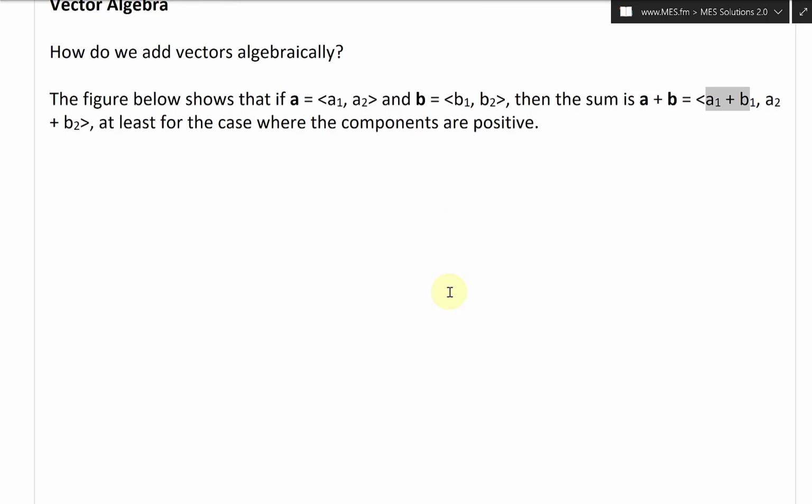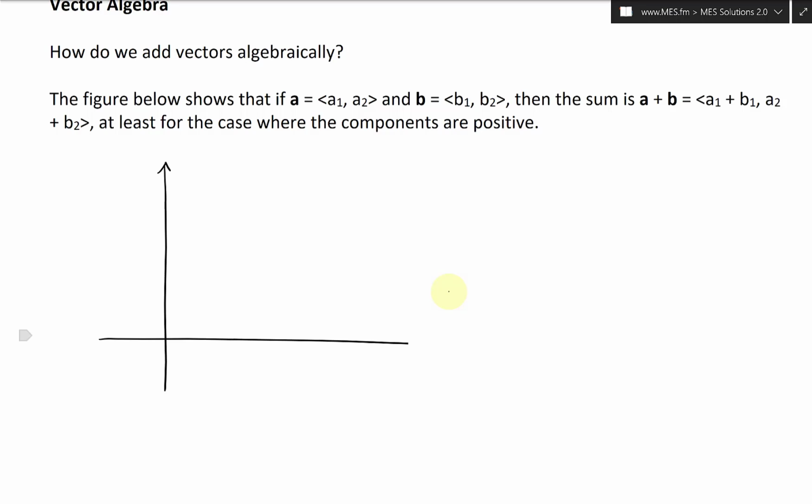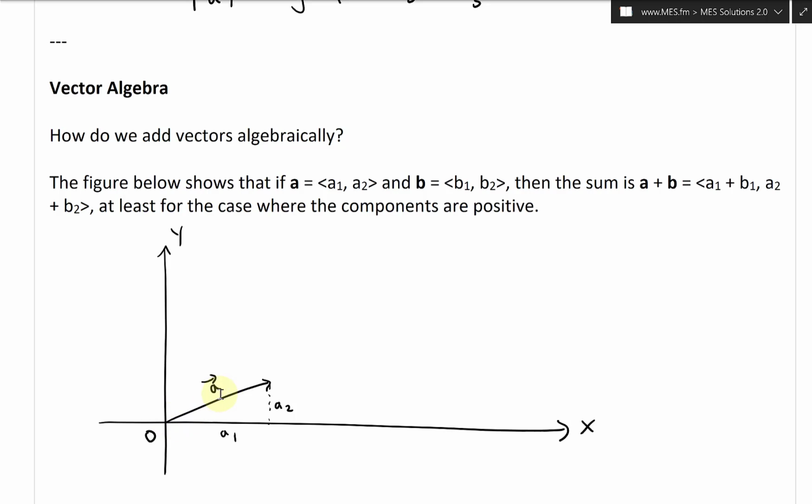So let's take a look at this geometrically. I'll write this here: there's our y, there's our x, and there's the origin. Now let's say we have the vector A, and this vector A goes over here. So this is the vector A, and it has components right here. I'll draw this dashed line, like that, A2, and then this is A1.